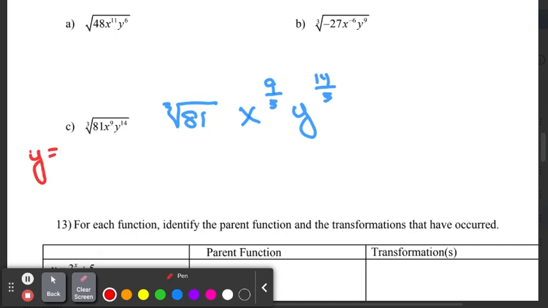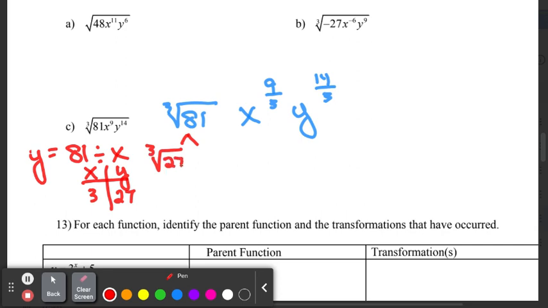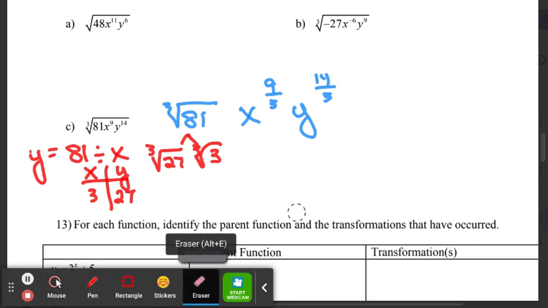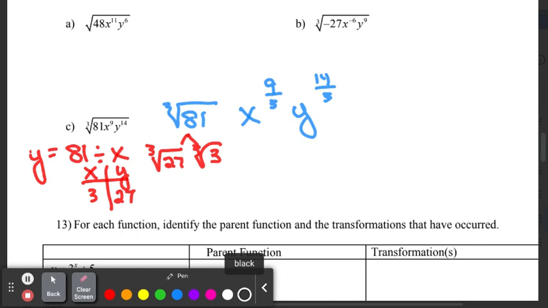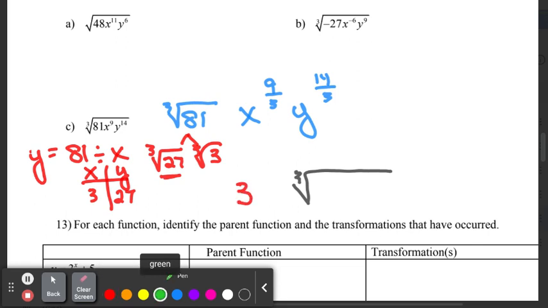So what I would do is use my calculator. I would go to y equals and do 81 divided by x, and then look on my table for perfect cubes. And what would show up is 3 and 27. So when I simplify cube root of 81, I would do cube root of 27, cube root of 3. So let me get my cube root thing ready. Here's my cube root symbol. Cube root of 27 is 3. That's going in the front. And this cube root of 3 is left over. That goes right there.